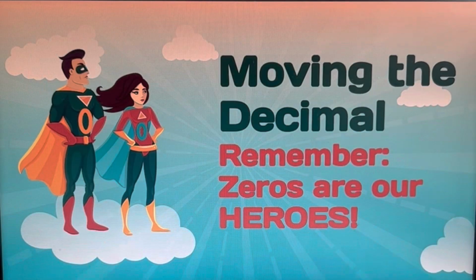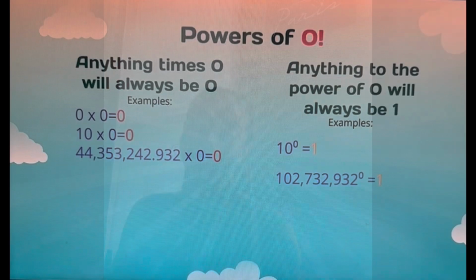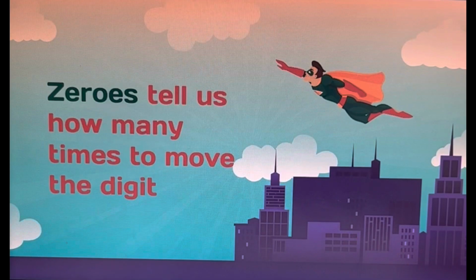This is our superhero themed slideshow for moving the decimal point. Why? Because I want you to remember zeros are our heroes. The number zero is taken for granted. It can do a lot of things. Let's take a look at zero's superpowers. For example, anything times 0 will always be 0. 10 times 0 equals 0. Anything to the power of 0 will always be 1. 10 to the power of 0 equals 1. And 0 tells us how many times to move the decimal point.